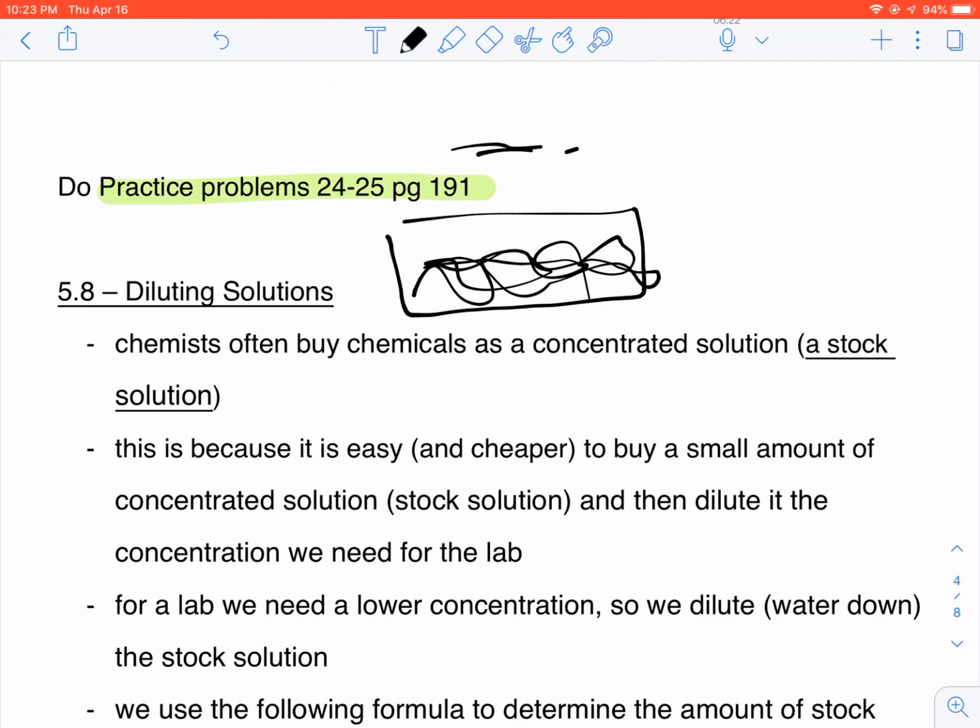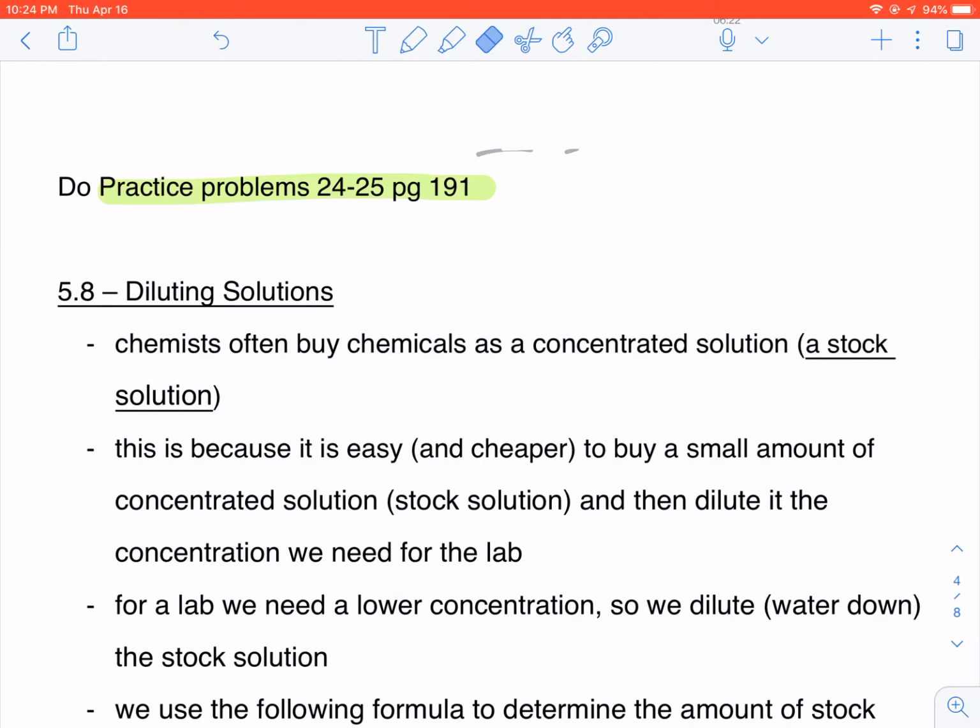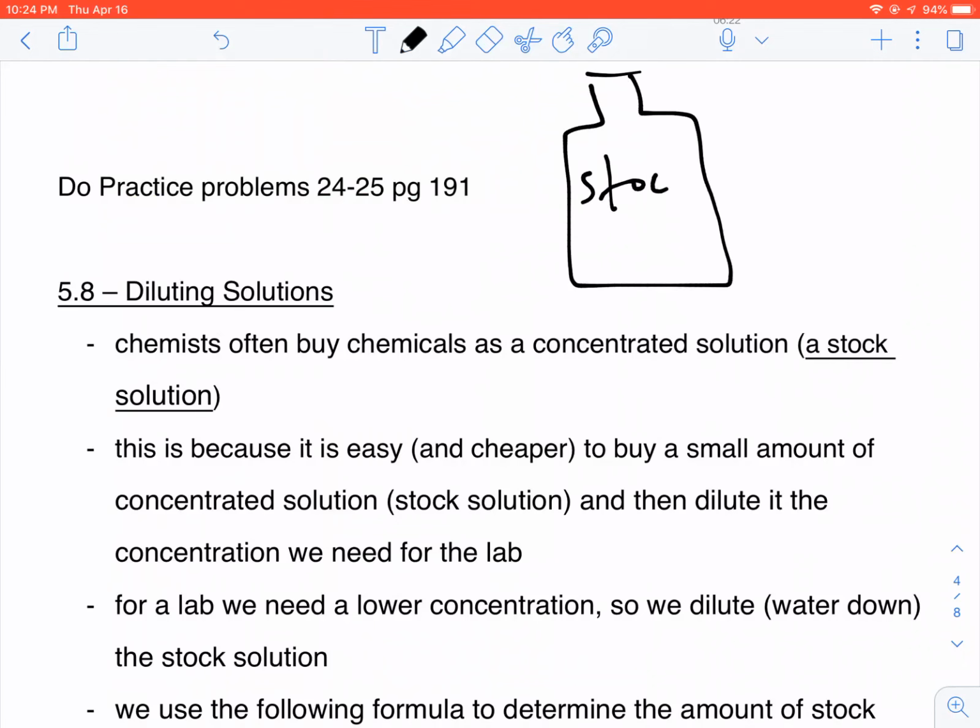Same thing happens here. If I buy chemicals that come in a liquid format, they'll come in a jar, in a bottle, and this is concentrate. Right? This is called my stock solution. I store it in my stock room. Right? And the stock solution is very highly concentrated. So concentrated that it might even be dangerous.